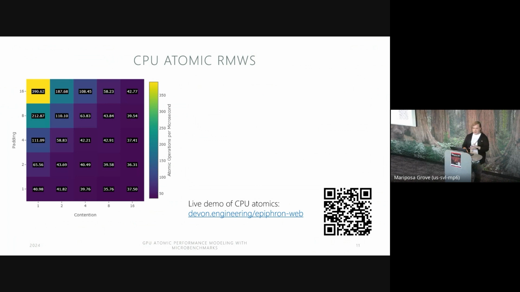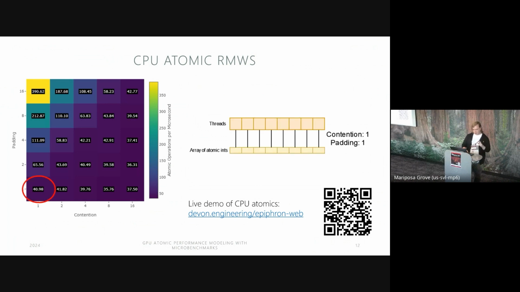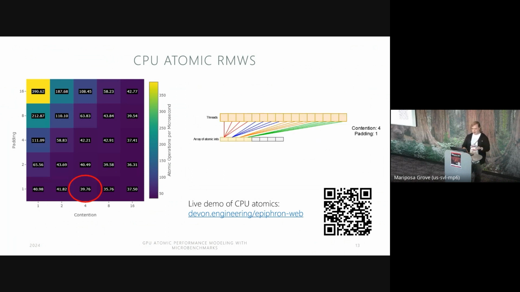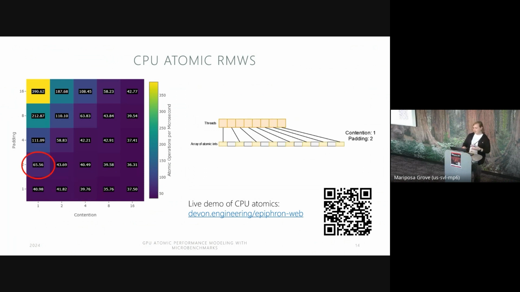As contention increases on the bottom row here, we'll just go through this simply. There's contention 1, padding 1, the baseline here, 40 atomic operations, 41, I guess, per microsecond. This corresponds to the first diagram. Another point in this graph, 4 threads contending on the same location with no padding, corresponds to the second diagram you saw. The third, specifically this area, because this diagram is only padded out to 2, corresponds with this location in the heat map.